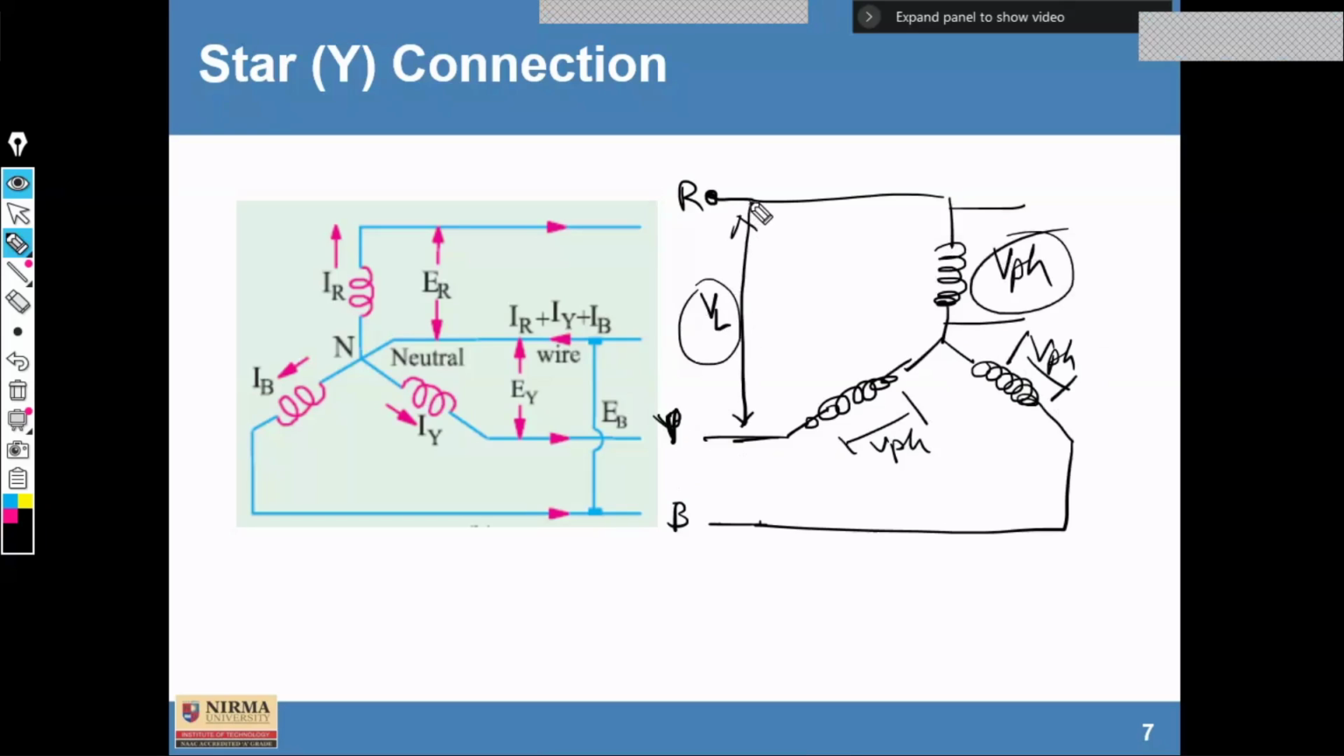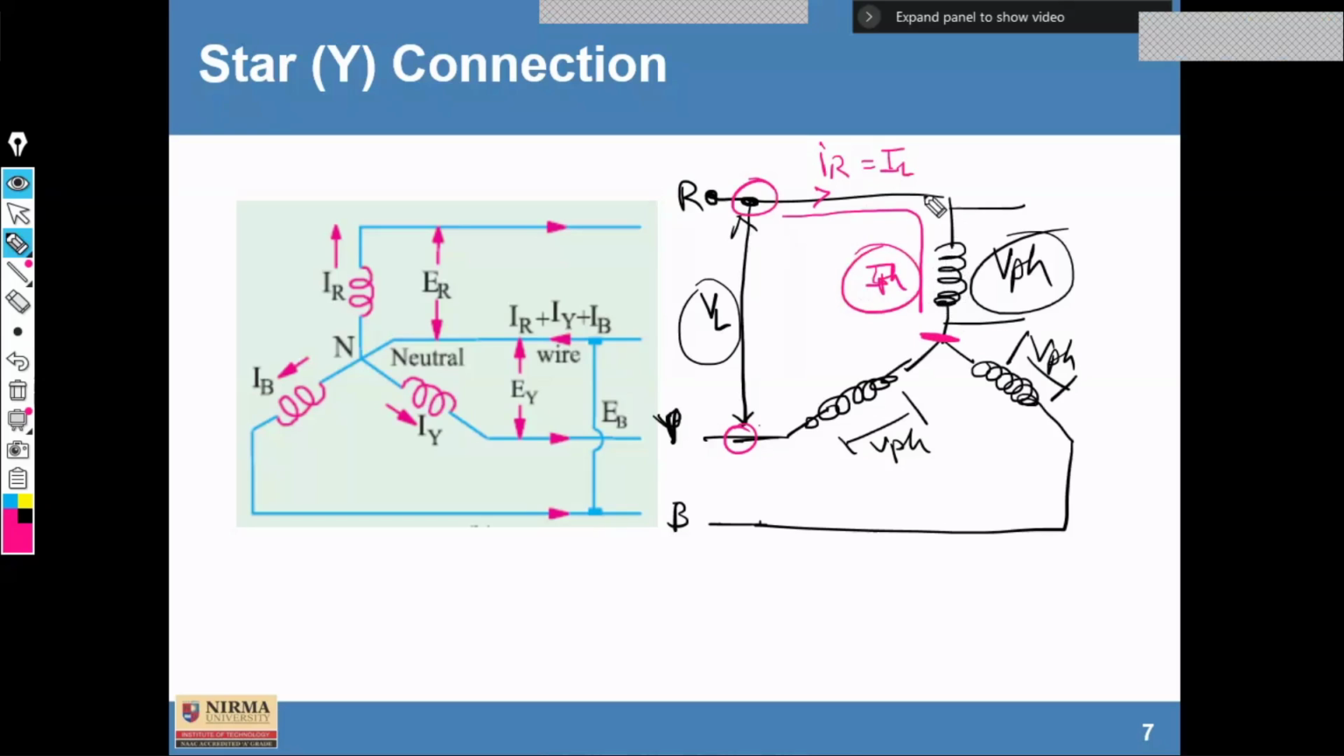Now, if you look between these two terminals, terminal R and terminal Y, the current flows, which is IR, also known as line current, IL. A similar current will flow through this phase also up to this point. Clear? So the current flowing through this phase is also known as phase current, IPH.